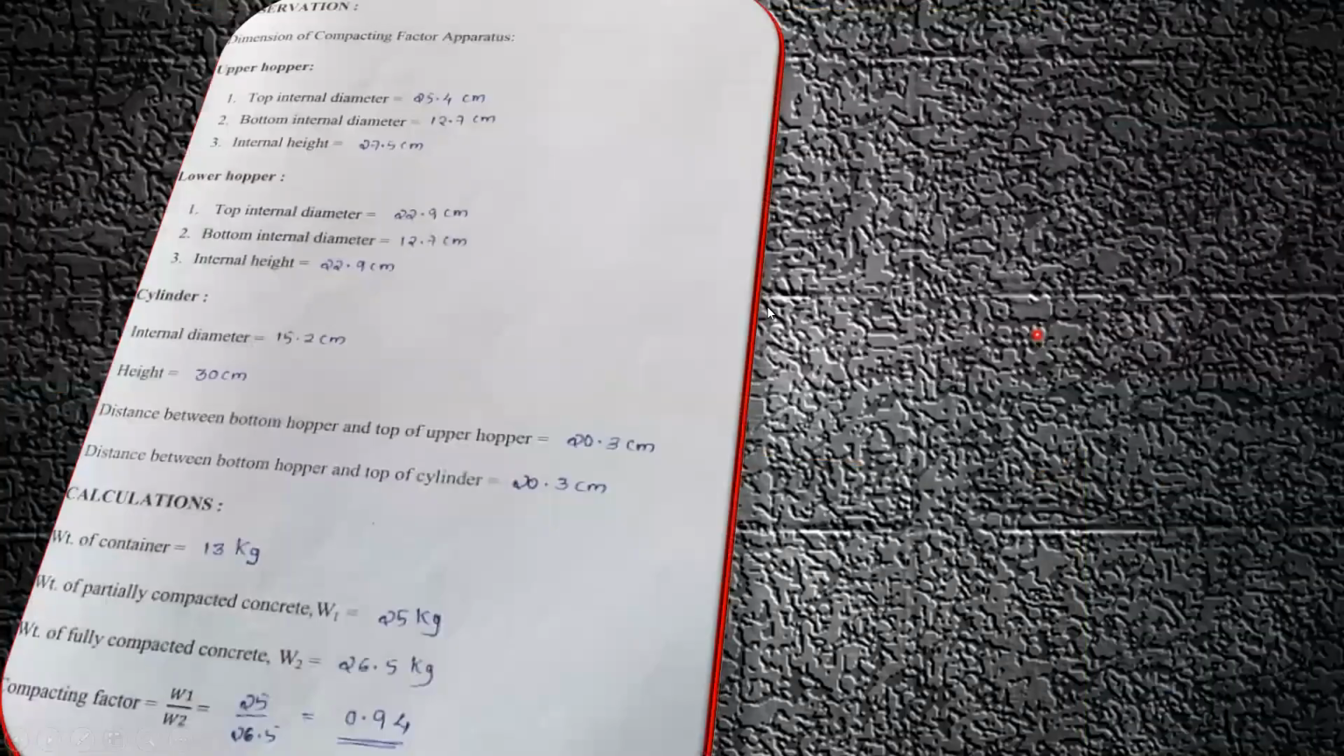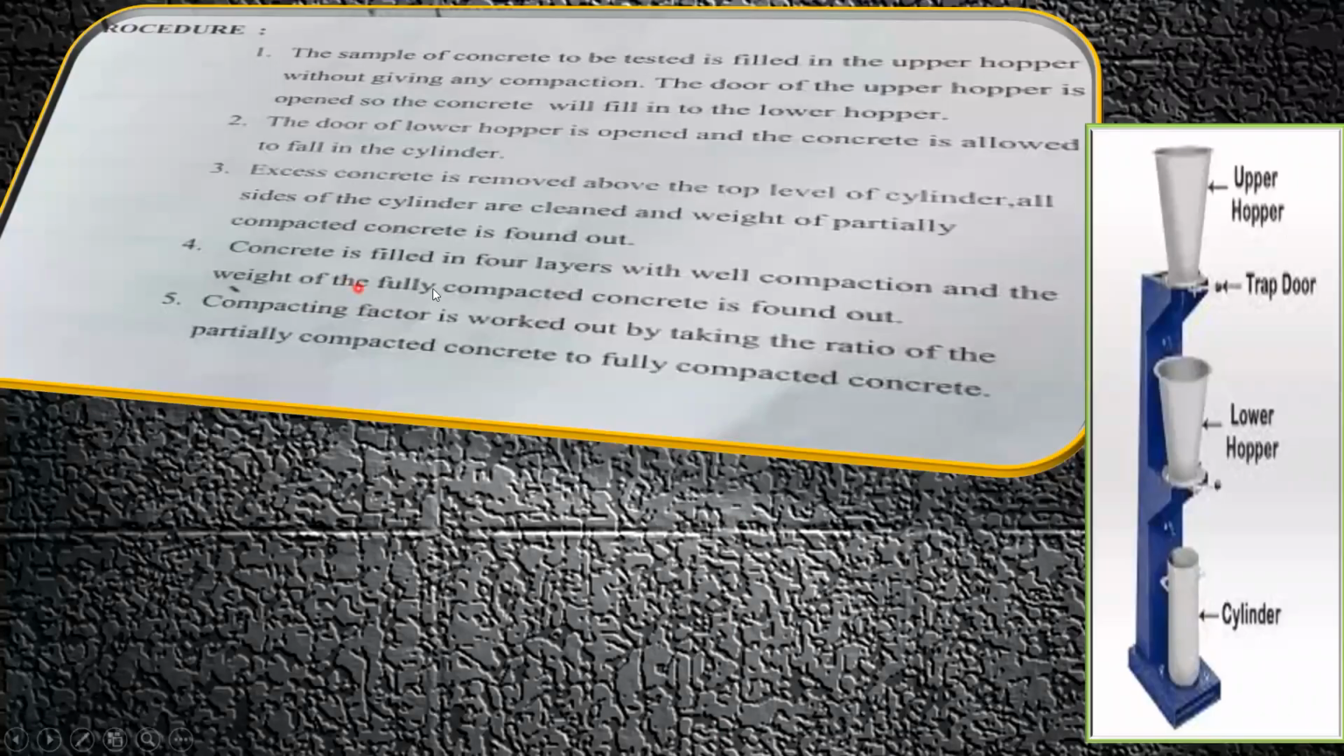Now coming to the observation part, these things you'll get from the lab, and these are the standard dimensions we have. Upper hopper, the top diameter is 25.4 centimeter, bottom diameter is this much, height is this much. Lower hopper, the top diameter is this much, bottom is this much, internal height is this much. I'm telling the diameter of the top, the bottom and the height, and I've written these here.